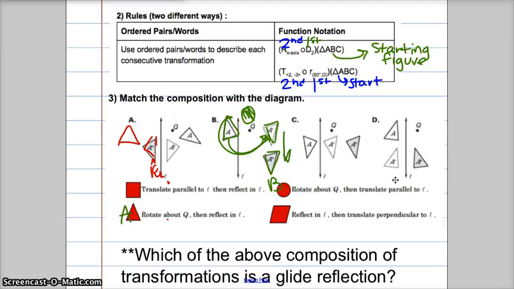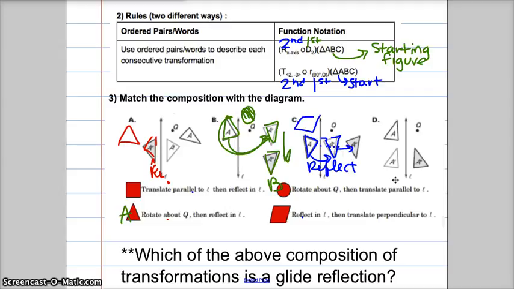Let's look at letter C. From triangle A to triangle A prime, there was a reflection and then a slide. We're reflecting across line L and then translating, and it says perpendicular, but think about this right here. It's translating away from it, but it's still the idea that we're doing a reflection and then a translation.